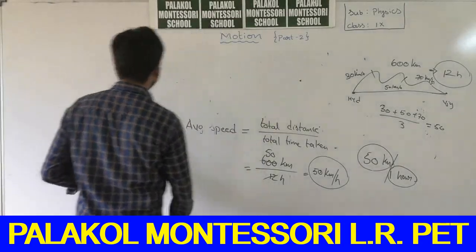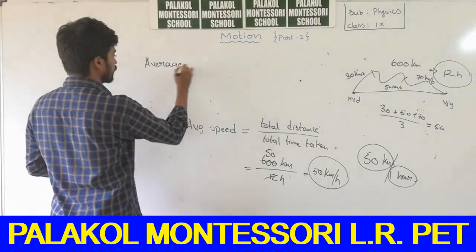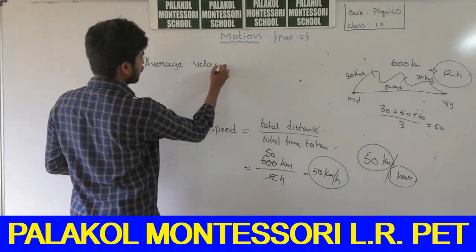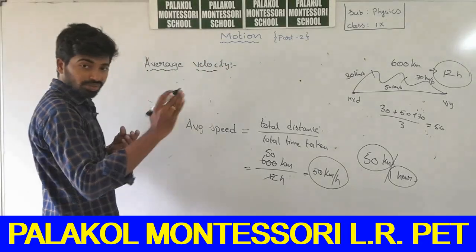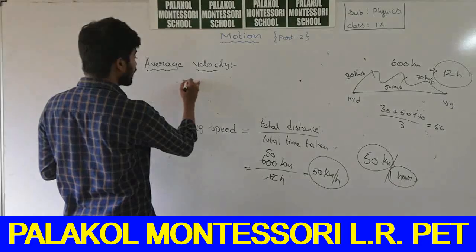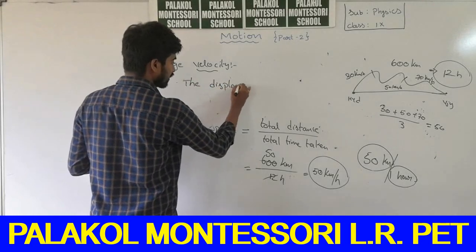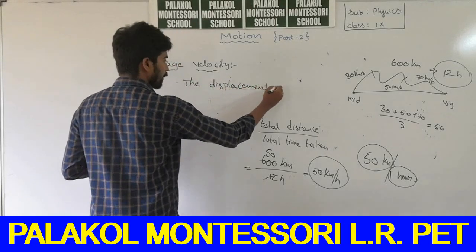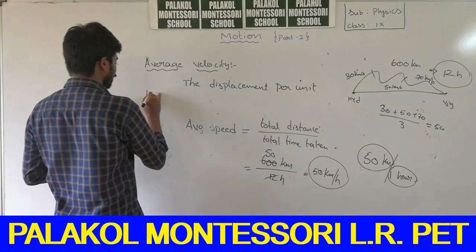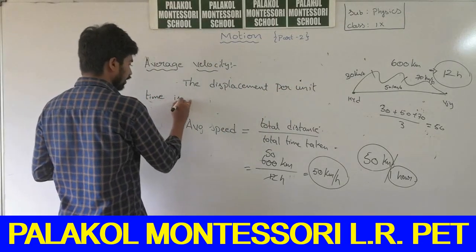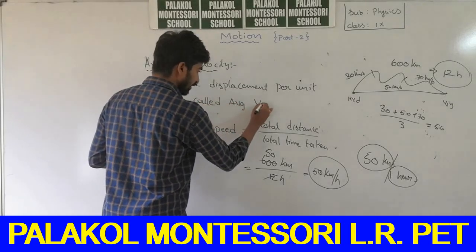Let us consider average velocity. The average speed means the distance travelled in unit time. The displacement per unit time is called average velocity.